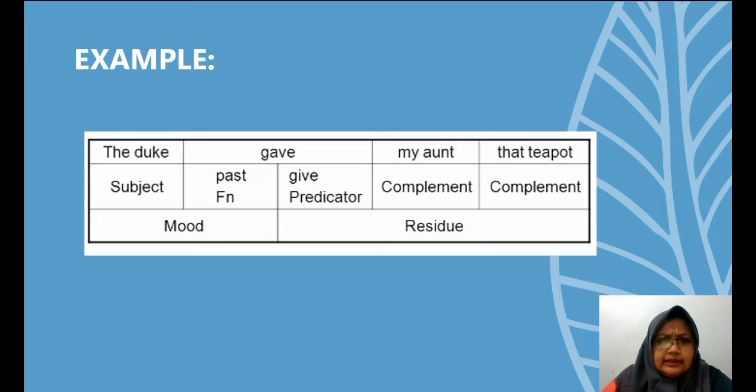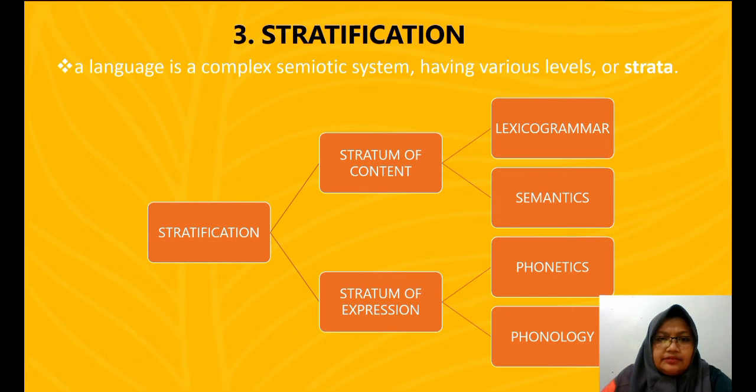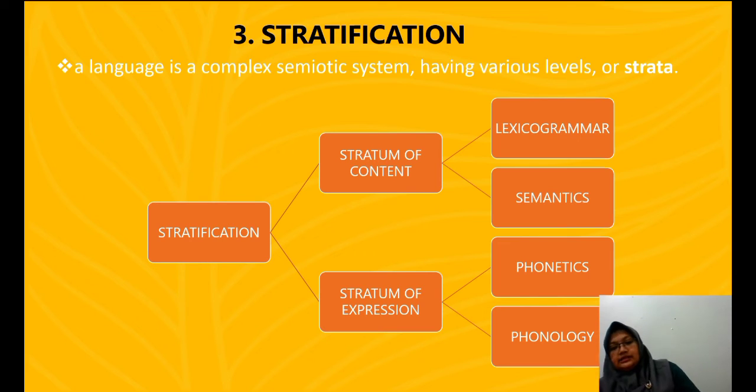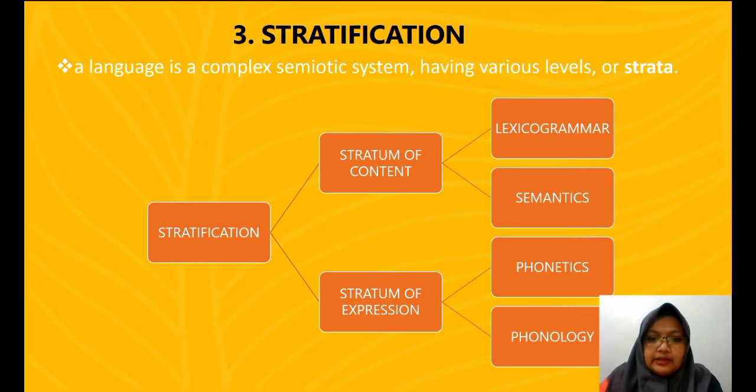Next, number 3, stratification. Stratification is a language, a complex semiotic system having various levels or strata. Stratification consists of two strata: the stratum of content and the stratum of expression. The stratum of content consists of lexicogrammar and semantics, and expression consists of phonetics and phonology.